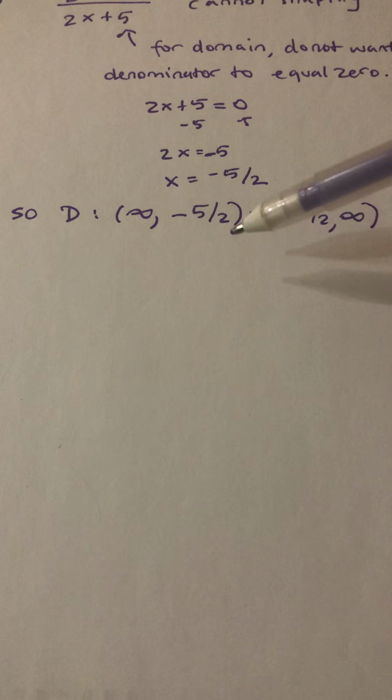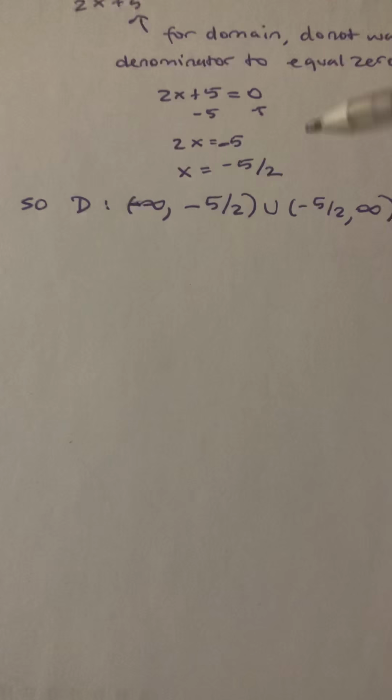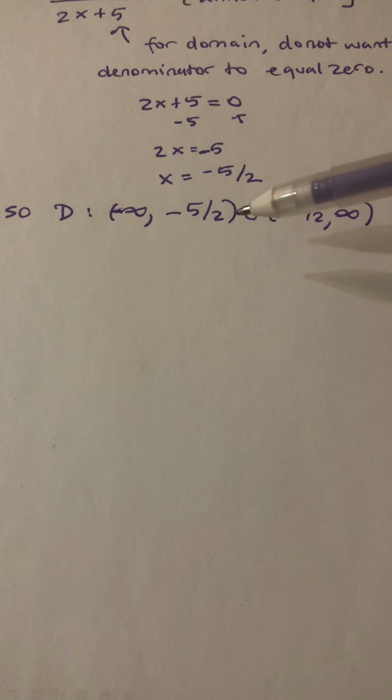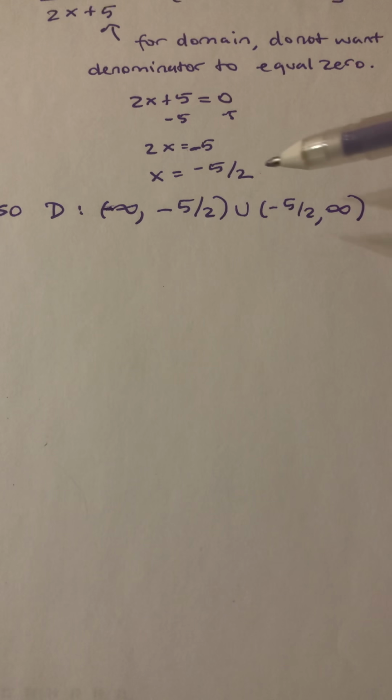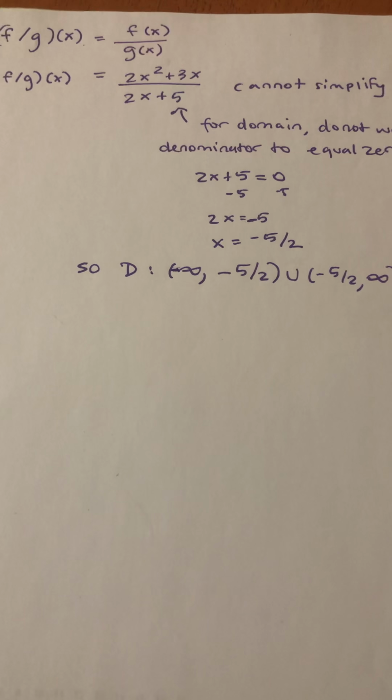So for my domain, I'm going to use all real numbers. Oops, I forgot my negative on this infinity over here. My domain will be from negative infinity to negative 5 over 2, united with the set from negative 5 over 2 to infinity. I hope that helps you understand a little bit better.